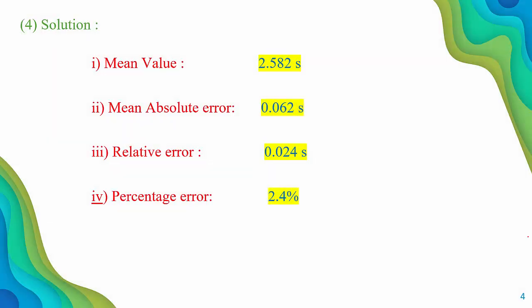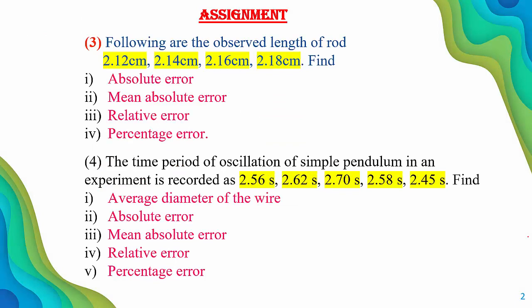Then come to the fourth question. You can read the fourth question. The time period of oscillation of a simple pendulum in an experiment is recorded as follows. These are the 5 trials or readings taken in the simple pendulum experiment that you are going to do in PUC first year physics laboratory. The readings given are 2.56 second, 2.62 second, 2.70 second, 2.58 second and 2.45 second. These are the given readings.